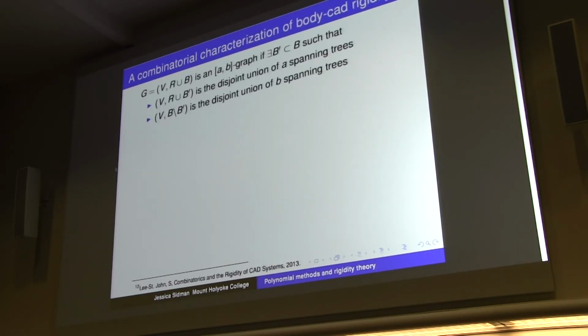So what does the combinatorial characterization look like in this setting? Now we have these multigraphs with a vertex set, and my edge set has red edges and blue edges. The red correspond to the angular ones, and the blue are general. I'm going to call something an AB graph if I can take a subset of the black edges and put them in with the red edges, and those together give a disjoint union of A spanning trees, and then the leftover black edges give a disjoint union of B spanning trees. Together, I have a disjoint union of A plus B spanning trees, just like in the body-bar case.